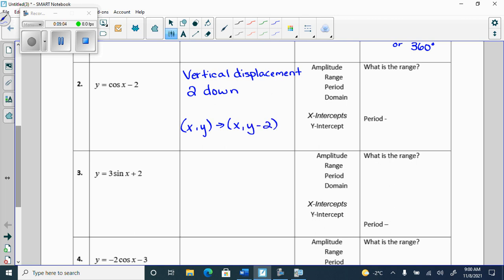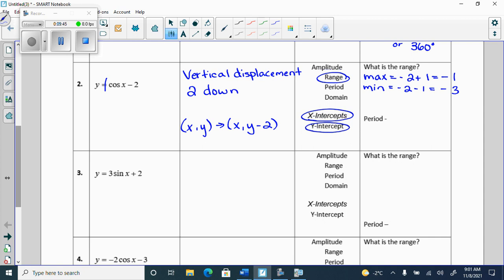Did the amplitude change? Range. Period. Domain. X-intercept. Y-intercept. What's the range? So I do maximum. What's my D? -2 plus my amplitude, which is 1. So it's going to be at -1. My minimum is -2 minus 1, so it's going to be at -3. Does that make sense? -3 to -1 is a distance of 2, amplitude is 1. Yeah, sounds good. Would the middle of that be at -2? Between -3 and -1? Yes, so you actually can visualize it, right, without typing it in.